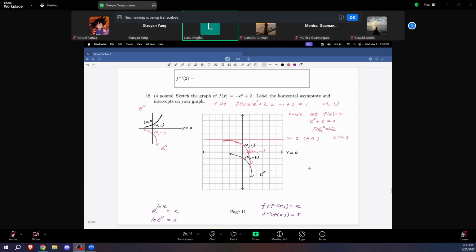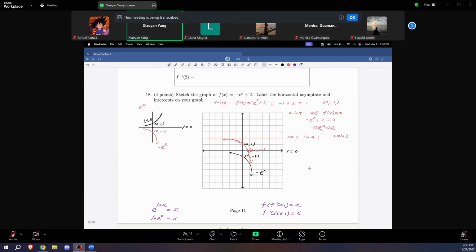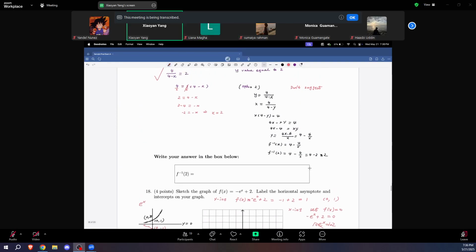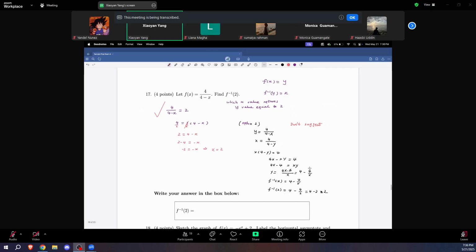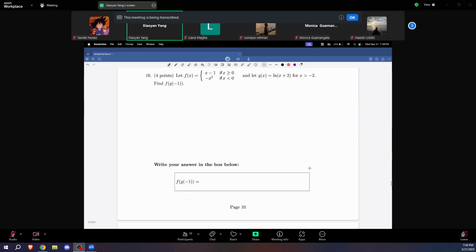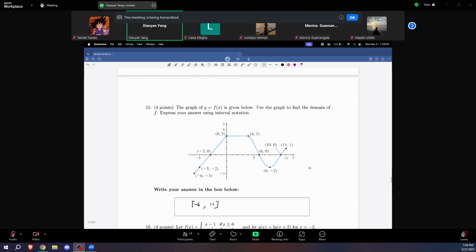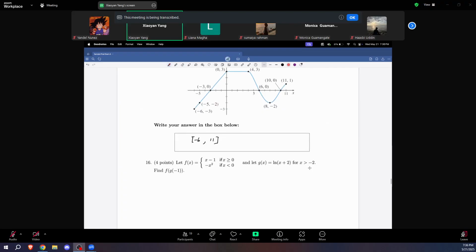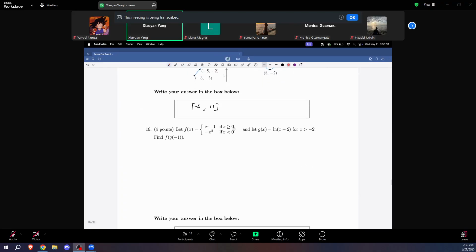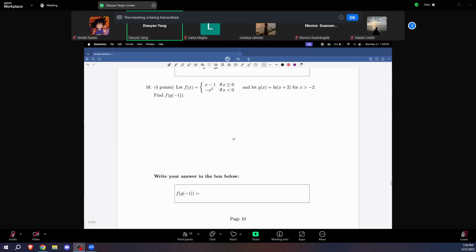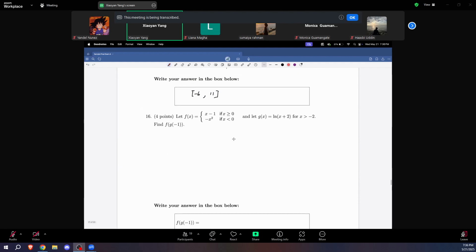What about inverse? Are you okay for the inverse? I don't think they will ask you how to find the inverse. What about trig functions? This, I don't think so. What about this? Are you okay for the graph? Oh, they don't need your graph, so don't worry about it.